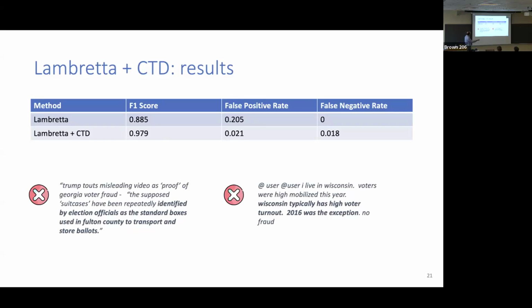And here are some examples of the false positives that we filtered out. This was a misleading video as proof of voter fraud, but actually it's explaining later on what was happening. And this was something about the voter turnout in Wisconsin, and somebody's explaining that Wisconsin always had a high voter turnout, and so on and so forth, right? So these are not supporting the misinformation, but are rather explaining what was going on, okay? And so they shouldn't be flagged.